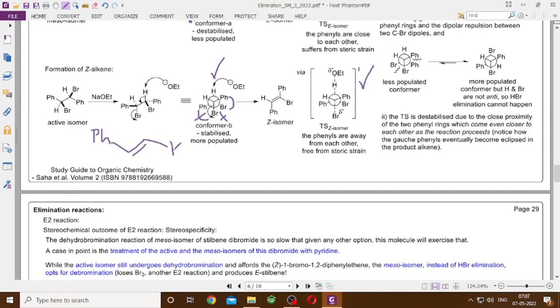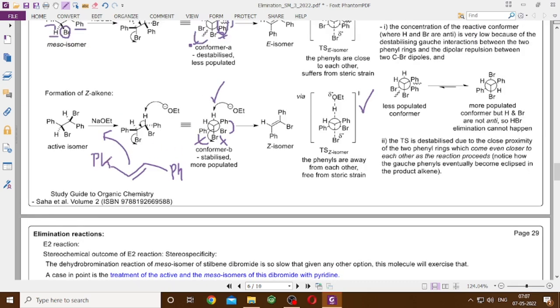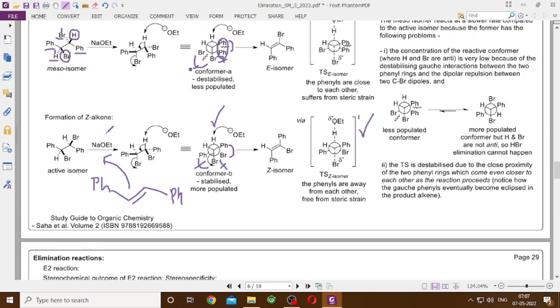If you add a bromine molecule across the two carbons, that is the carbon-carbon double bond, you get this type of compounds, which are known as stilbene dibromide. You can start from E stilbene, you can start from Z stilbene, you can access the active and the meso isomers from those. But that is a matter for semester 3. But let me tell you that these are known as the stilbene dibromides.